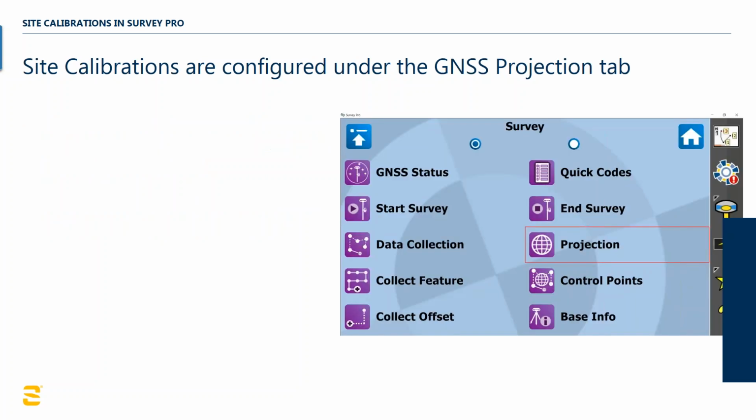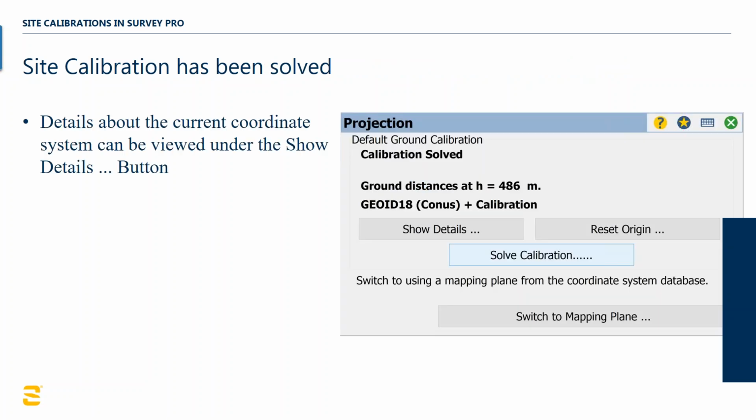The site calibrations, I hate to read this to you, but you can see that I've highlighted the projection tab. This menu choice is only available when you're in a GNSS mode, as seen on the far right, where you can see the GNSS icon. You can get into some of these parameters if you're in a total station mode through the job settings scale, but I would not recommend that.